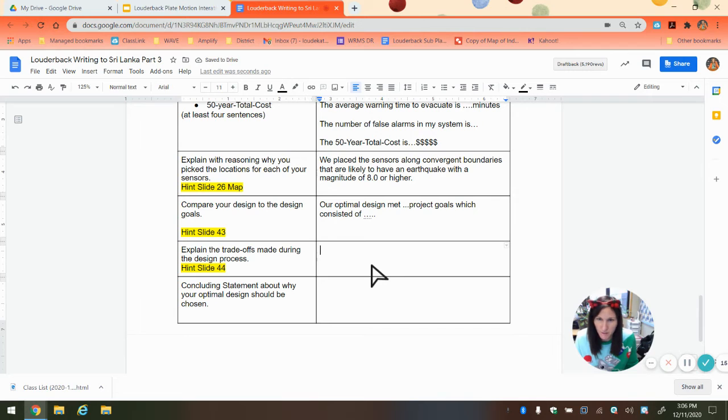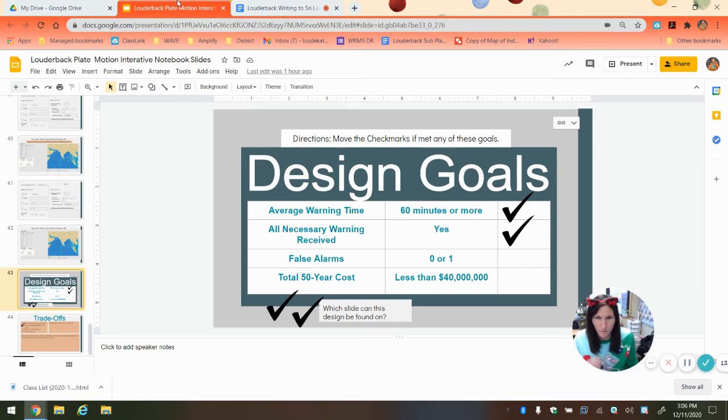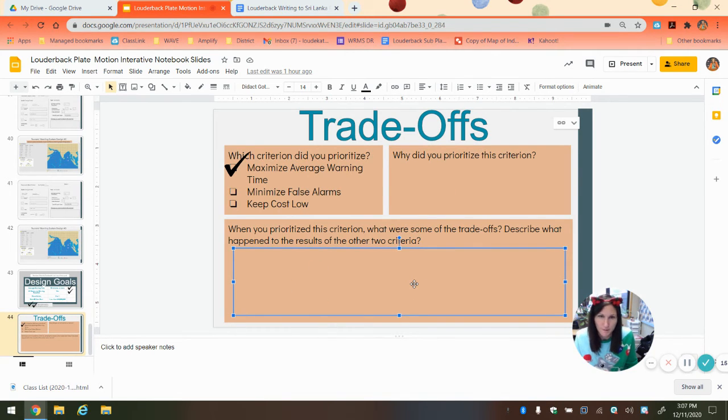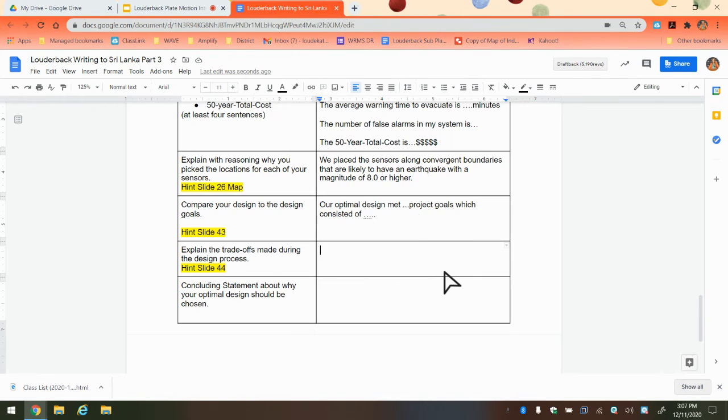The next one is explaining trade-offs that were made during the design process. So we're looking at slide 44, which if you filled out slide 44, you have the extra luxury of copying and pasting the criteria you prioritized and why. So you get to copy and paste that statement. And then the trade-off that you made here, you get to copy and paste the statement. Okay, so this is why I stress so much, do your work in your Google Slides. It makes it easier. So you're talking about what you may have had to relinquish a goal in order to specify one of your warning times.